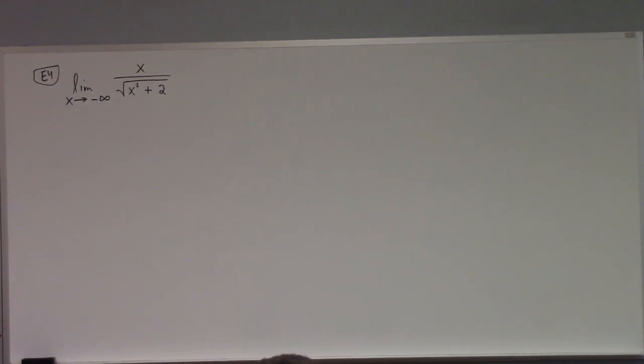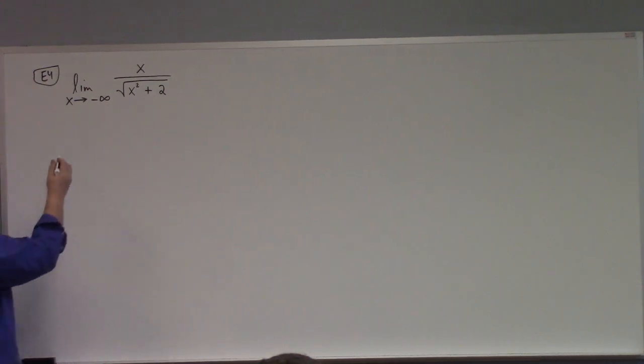Isn't the denominator kind of like an x? Like the square root of x squared, isn't that x? And the top is x, right? So the limit should be what? X over x, right? Which is what? It's 1, right? Okay, if that's right, let's try plugging in minus 100 into this, see what happens.